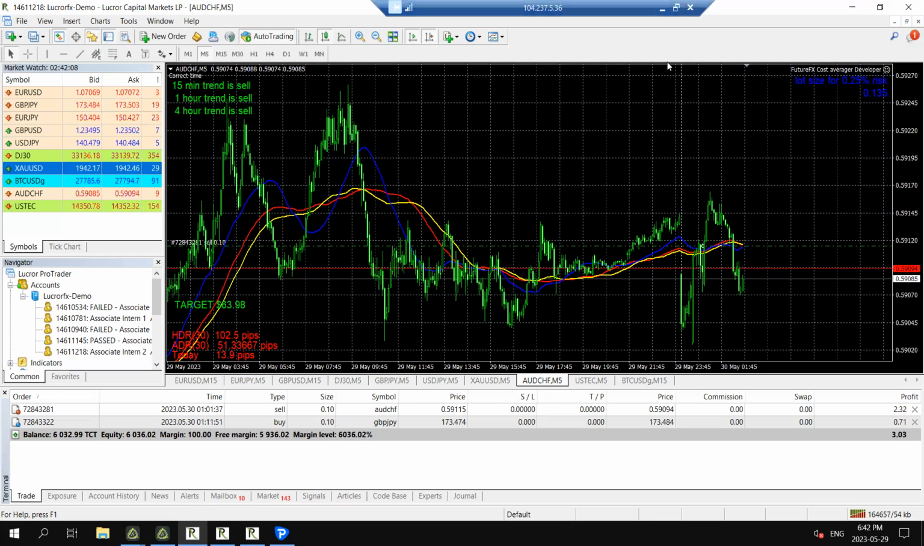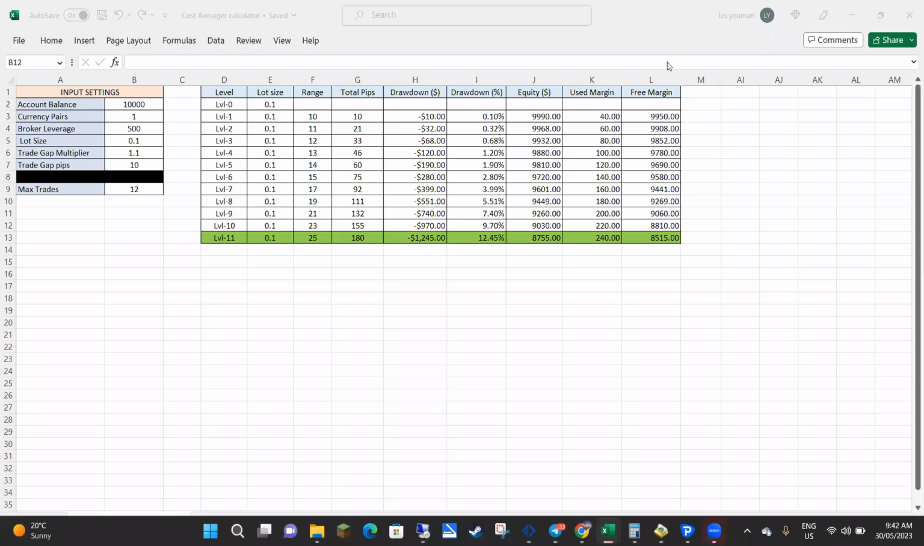And just bear with me and I'll show you one more little thing. Okay, so I've got this little calculator here to help you work out your risk when using cost averager. So you've got to put your inputs in here: your account balance, how many pairs you're trading, your broker leverage, which is important to have in there, and the lot size you're using.